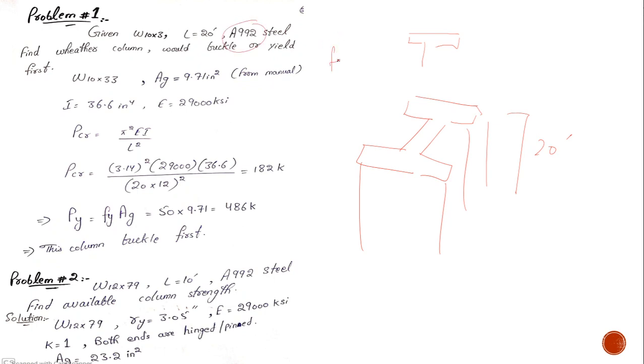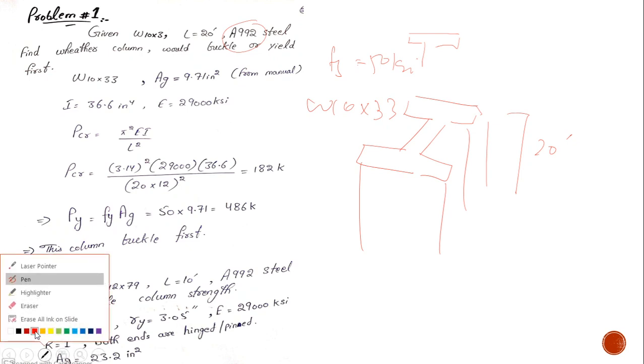It's a very simple numerical. It's a W10x33 section, which has been fabricated into a column like this. So it's a column, and you have its length. The length is given as 20 feet, and it is A992 steel, which means its yield stress is 50 ksi. Again, it's a W10x33. Now I have to find out whether it will fail due to yielding first or whether it would buckle first. It's a very preliminary question and it's very simple.